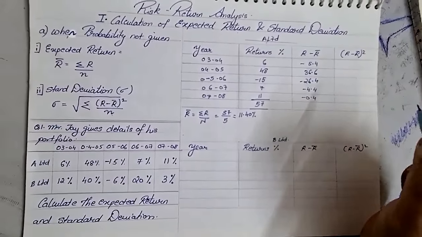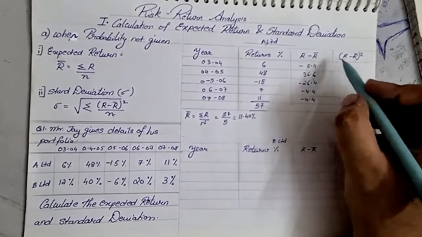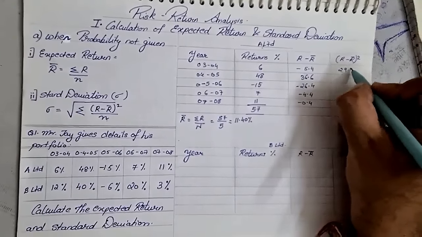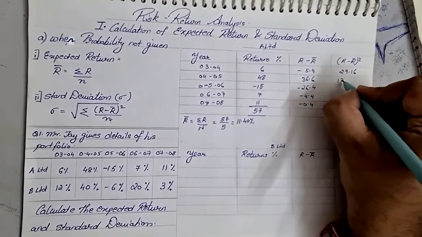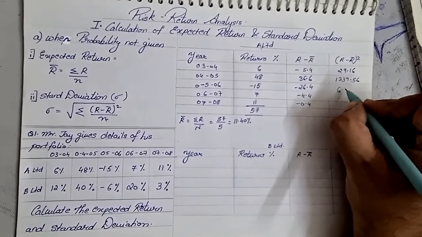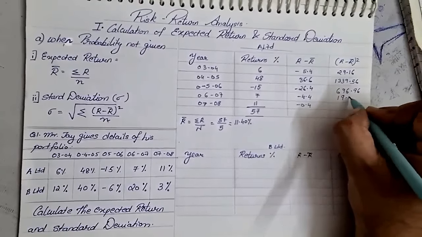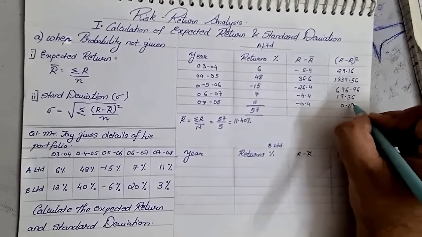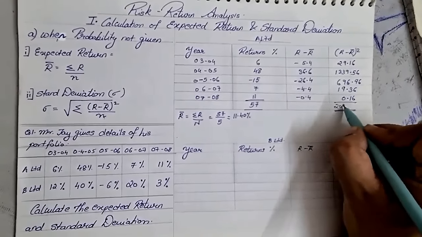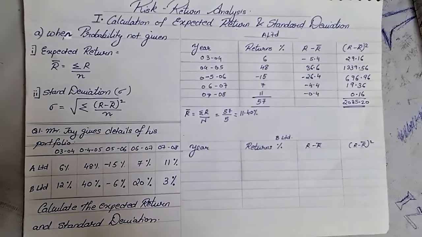Now for the last column, you need to find the square of the values that you have found in R minus R bar. So the squares of these numbers will be 29.16, 1339.56, 696.96, 19.36 and 0.16, the total of which will be approximately 2085.20. So we have got the value.